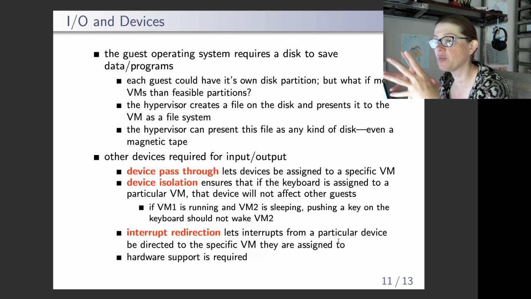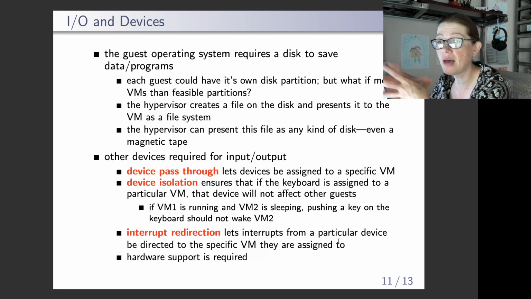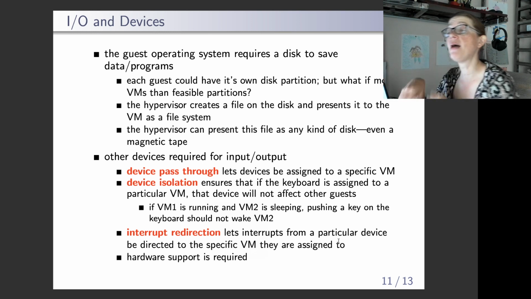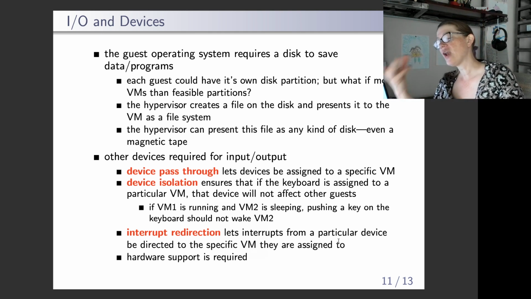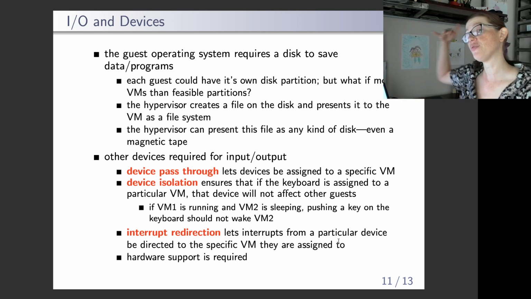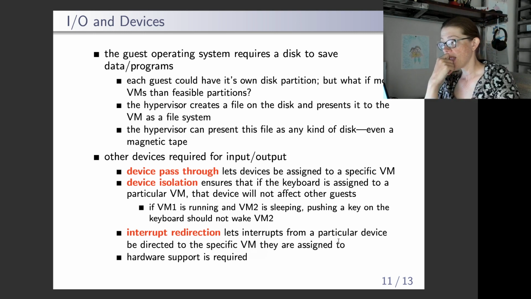And the hypervisor would have to be able to capture the interrupt and say, okay, this interrupt is coming from this device, and this device is mapped to this VM. And so when it handles that interrupt, it will pass it through to that particular VM.